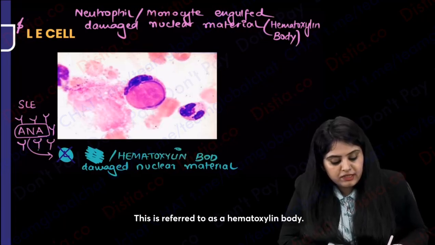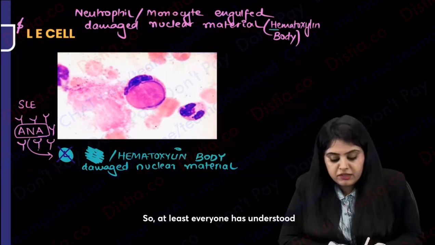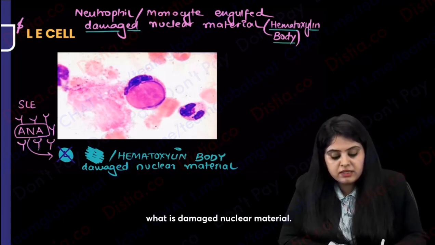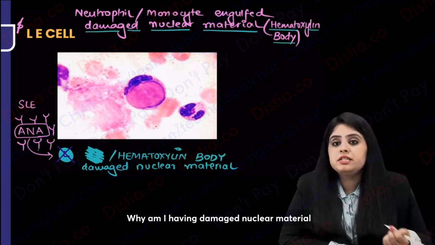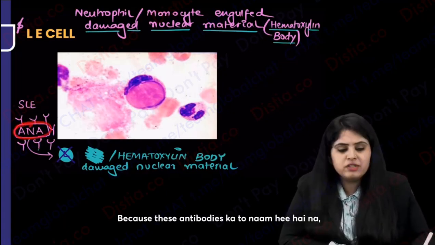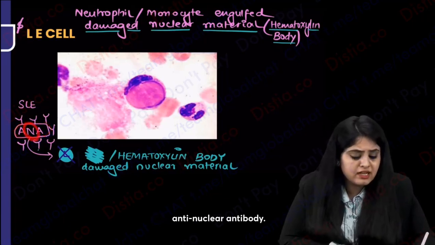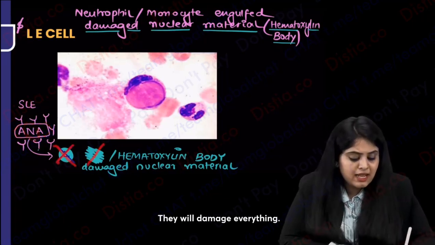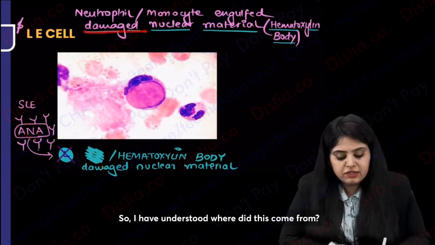This is referred to as a hematoxylin body. So at least everyone's understood what is damaged nuclear material. Why am I having damaged nuclear material or hematoxylin body? Because these antibodies, the name itself is anti-nuclear antibody. They will go and damage it. They will damage everything. So I have understood where this came from.